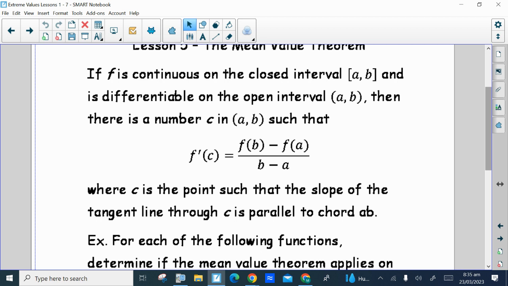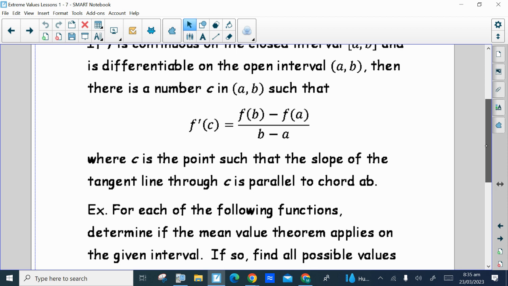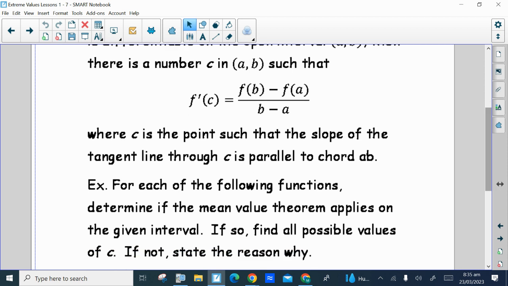So c is a point such that the slope of the tangent line through c is parallel to the chord AB. So you're going to have 2 points here, 2 points on a curve, and if you connect them, you get what's known as a chord. So there is a place somewhere on the curve where the tangent line is parallel to that chord, and that's what we're going to be finding.